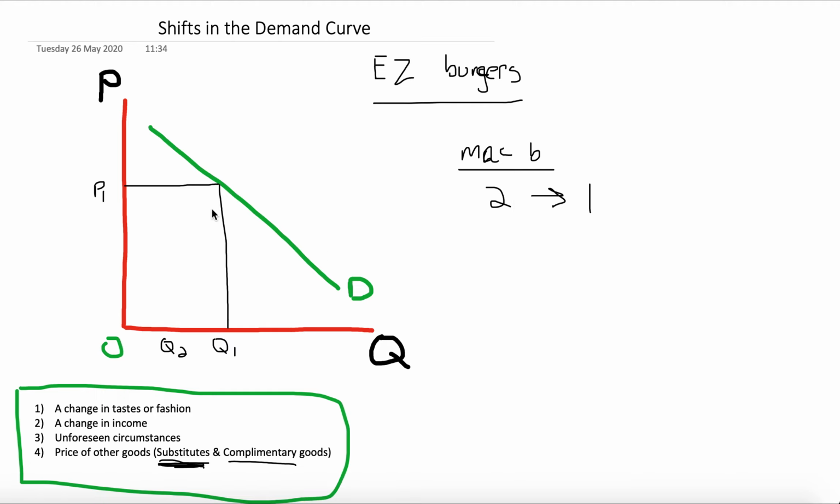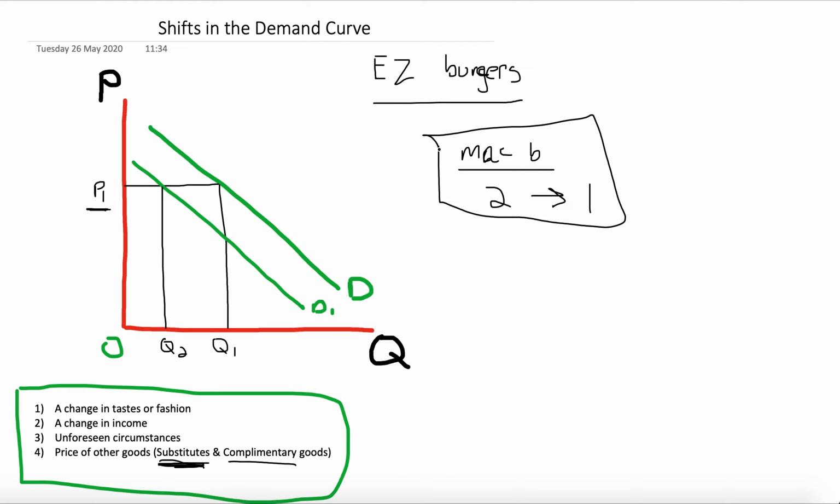What do we think is going to happen to our demand if the price of the Mac Burger goes from €2 to €1? Remember, the price of our good stays the same, but the price of our competitor's good falls from €2 to €1. Well, our demand is going to fall, isn't it? So our price remains the same, but less people buy our product. And that's because our competitor's product is now cheaper. So more people are going to buy this burger instead of our own burger.